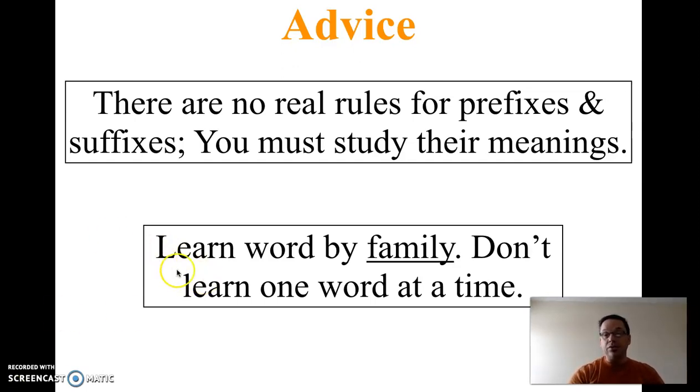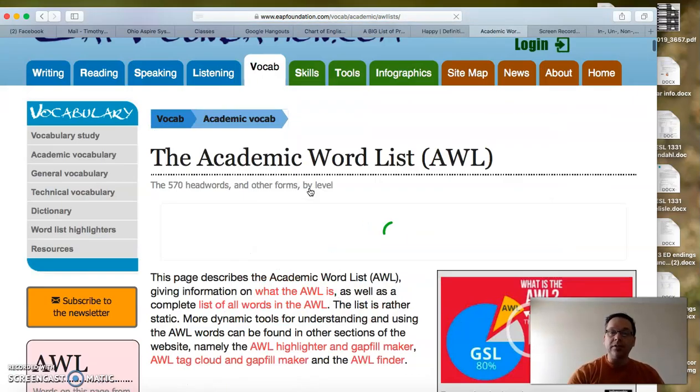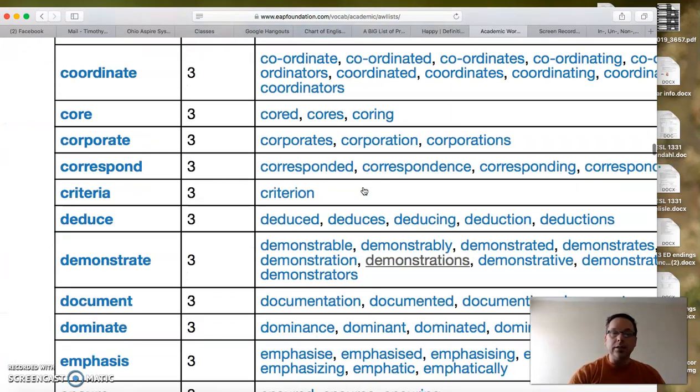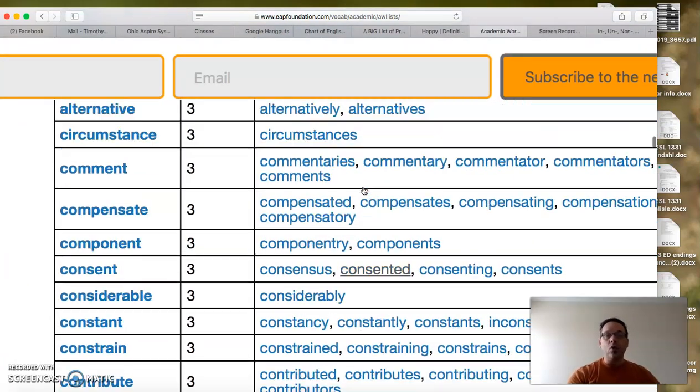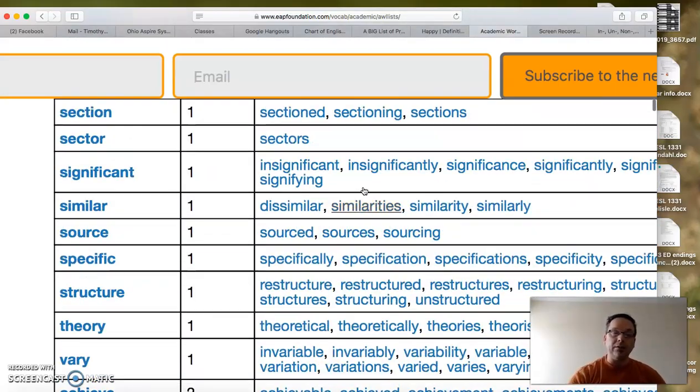Another suggestion is to learn words, right, by family. Don't learn just one word at a time. Well, what does that mean? Here I have a list of words. This is an academic word list. And in the word list, they give you not just one of the words. So assess was up here at the beginning, which was very good.